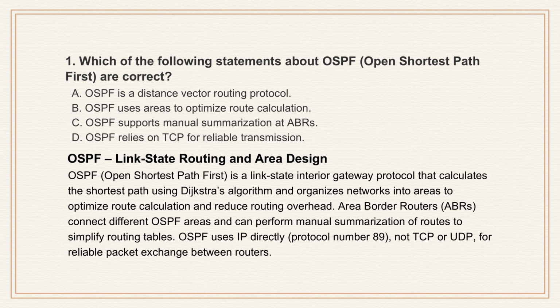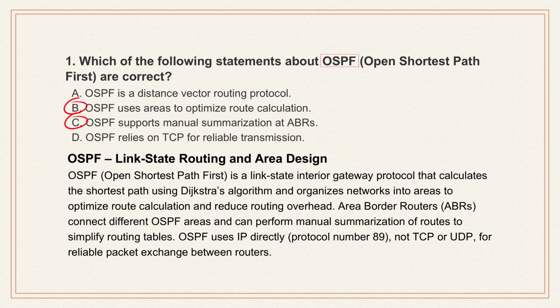Our first question dives right into OSPF, open shortest path first. And the correct points it highlights are, 1, OSPF uses areas for optimization, and 2, it supports manual route summarization at ABRs. Right, area border routers. So areas. It makes me think of organizing things, keeping stuff tidy. But why is splitting a network into areas so important for OSPF?